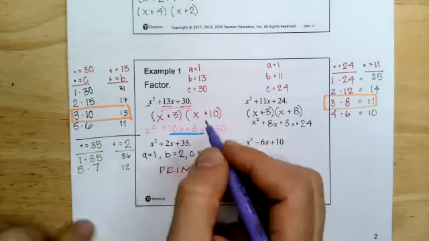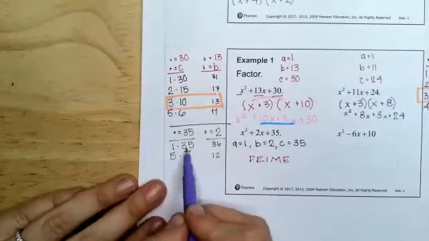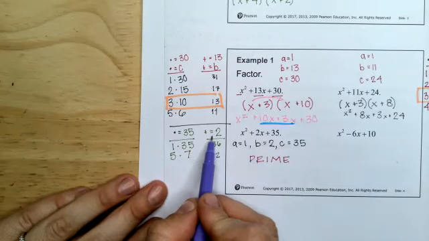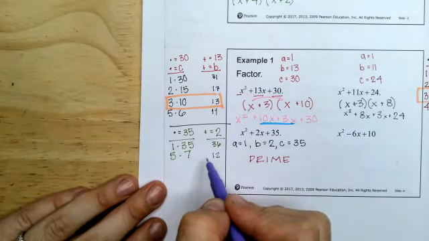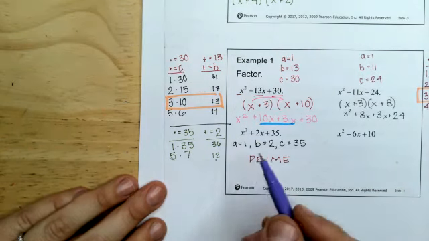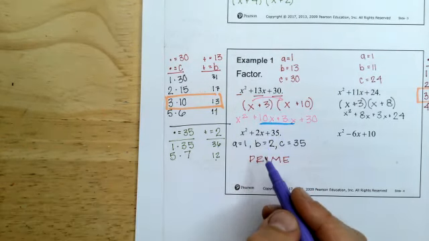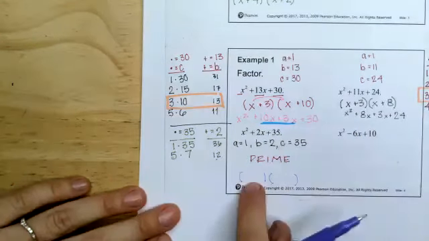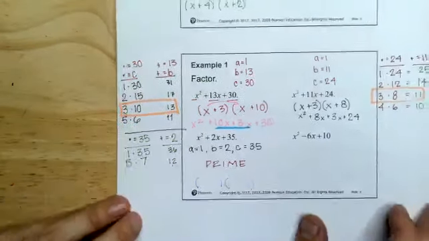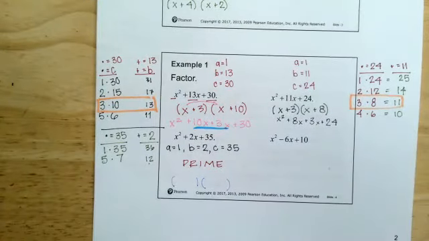Here we found that there were no factors of the number 35 that also added to a positive 2. 35 plus 1 is 36, 7 plus 5 is 12. So that is not a trinomial that you can turn into two binomials multiplied together. So you call it prime. It's in its simple form.